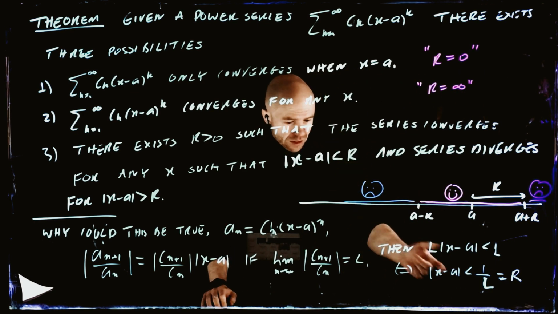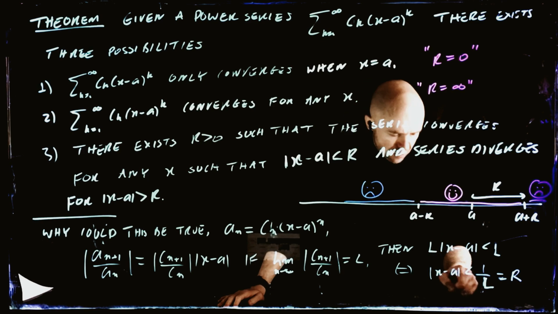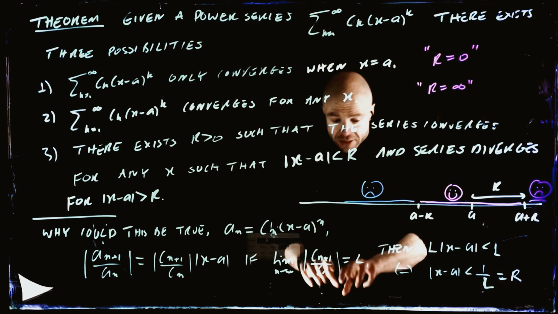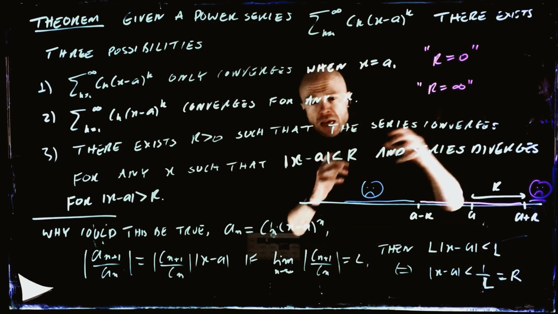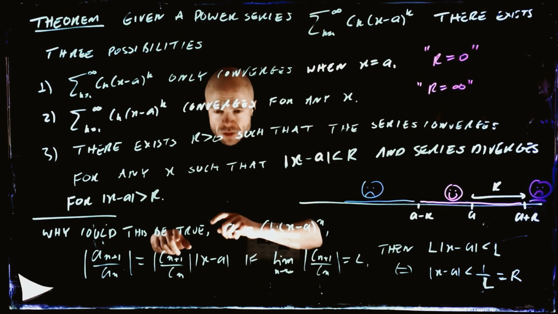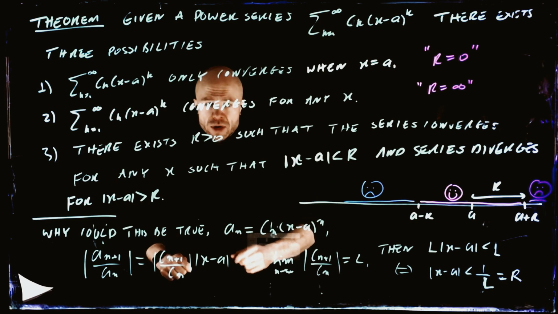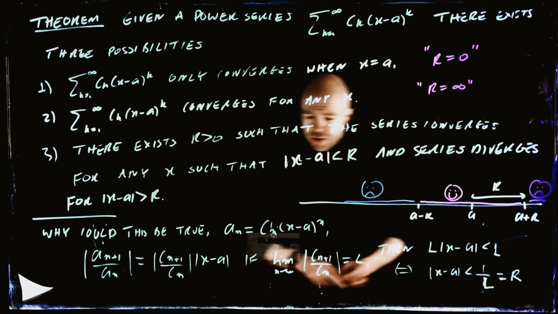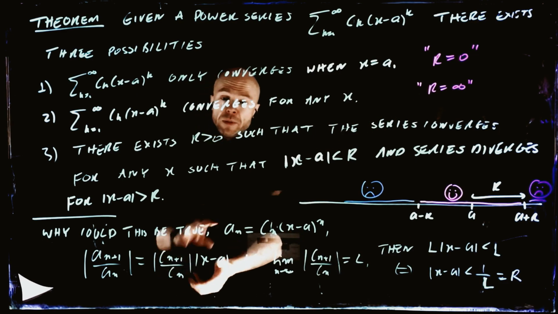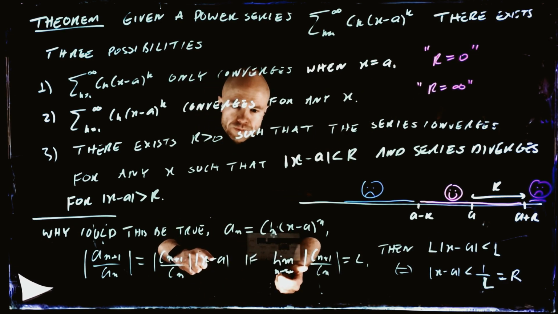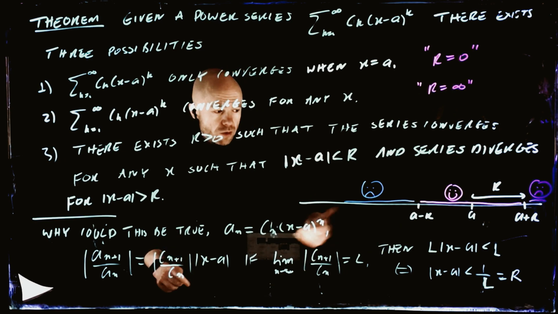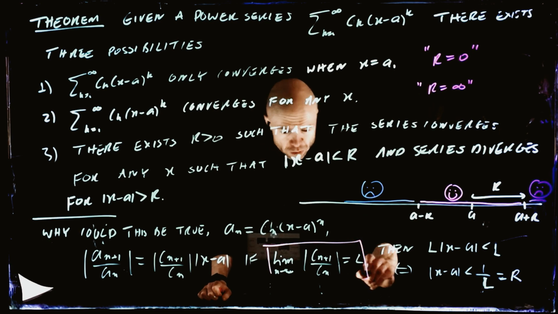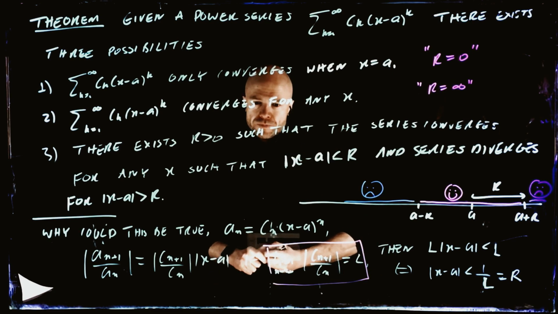Because if this limit exists, then this follows, which means this. So if |x minus a| is less than R, then this thing is less than 1, and therefore we have convergence. If this is bigger than 1, then this limit will be bigger than 1, and therefore it diverges. So it follows rather easily from the ratio test if we have that this limit exists.